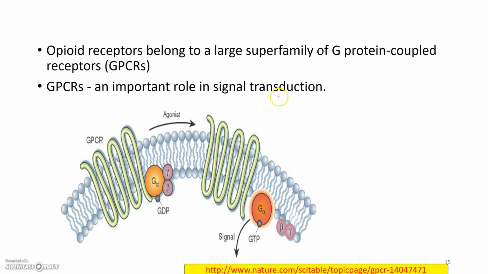So the opioid receptors belong to a large superfamily of G-protein coupled receptors, the GPCRs, and we know that the GPCRs play an important role in signal transduction. We can see the G-alpha part here, and beta, gamma, and the binding of the agonist to the GPCR receptor will lead to signal transduction happening.